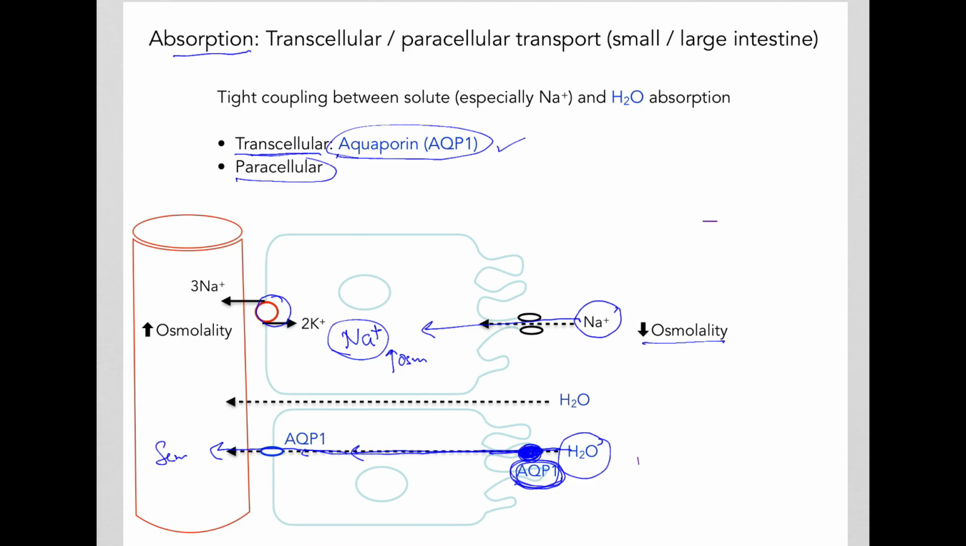Water can also go through paracellular, that is between the cells of the GI tract. So in this case, the water from a lower osmolarity is going to get into the bloodstream where the osmolality is higher.